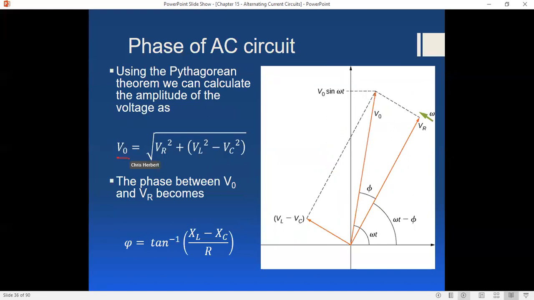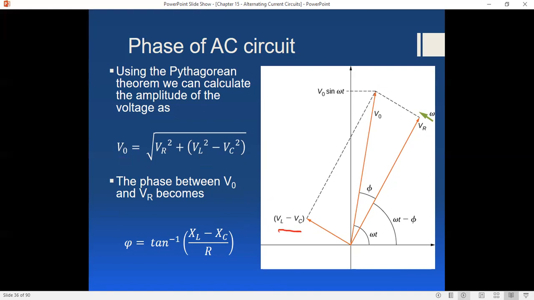V0, which represents the total voltage vector, is going to be equal to the square root of VR squared plus these two differences, VL squared minus VC squared. Again, I'm just adding three vectors together. We know how to do that already. Because VL and VC are 180 degrees different from one another, we can just take the difference between the two and get a new vector, VL minus VC.